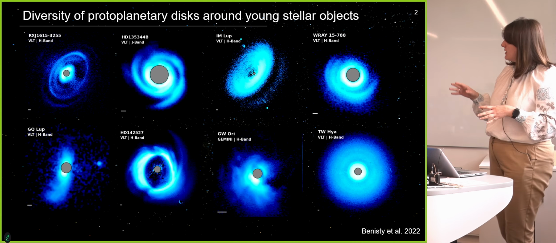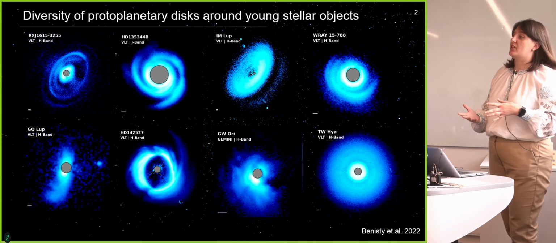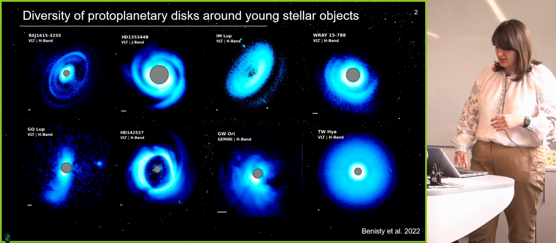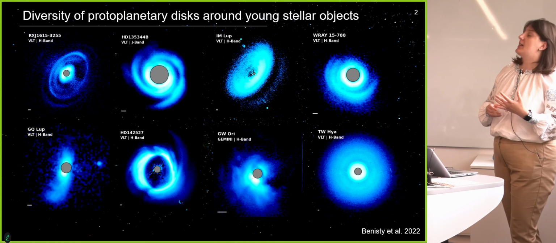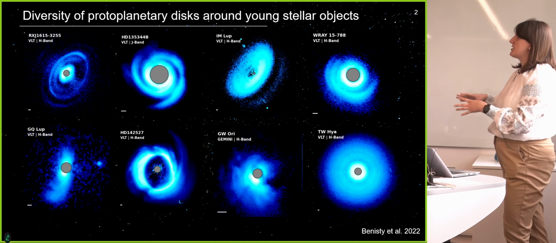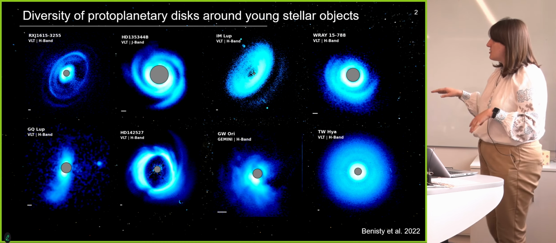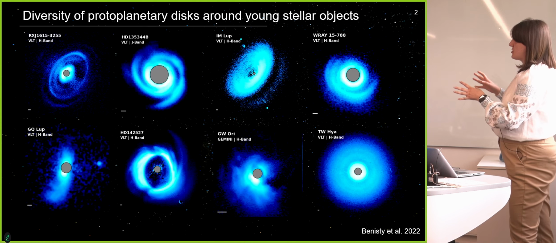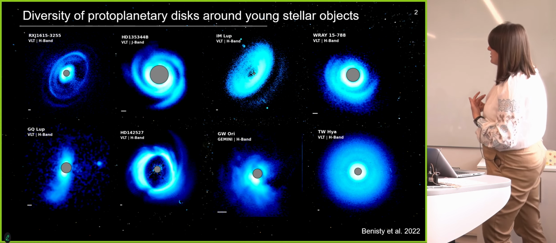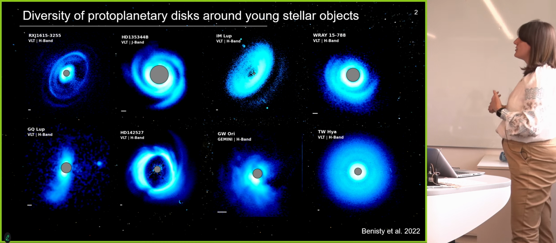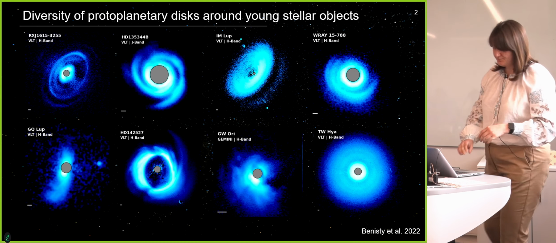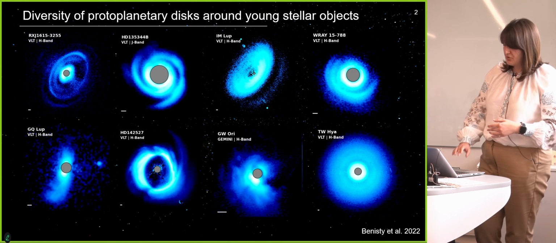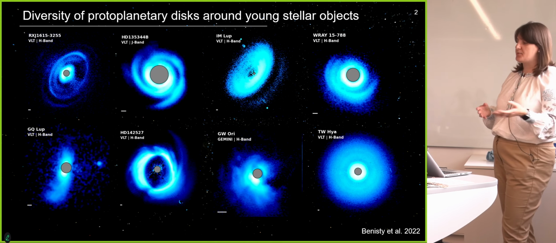Protoplanetary disks surrounding both single and binary young stellar objects have been extensively studied in recent decades, and observational studies showed that these disks do exhibit various substructures. Here you see some snapshot images of direct high-resolution imaging data, mostly in near-infrared, for various protoplanetary disk systems. And as you can see, they come in all sorts of flavors and substructures.